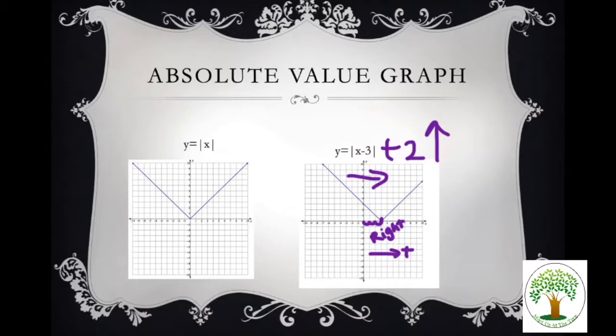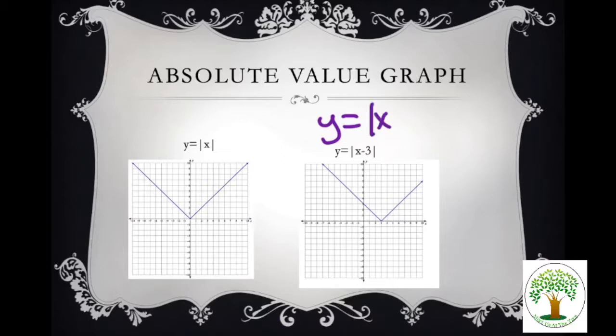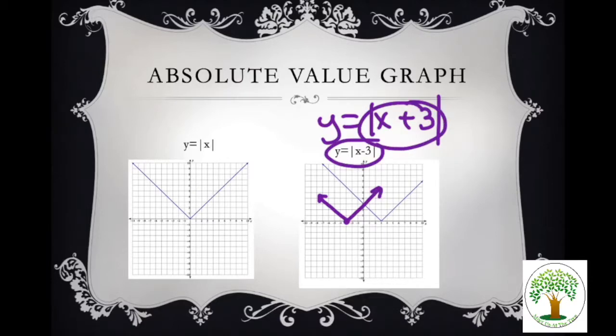Something that hopefully you would have noticed when you did this, if I would have done y equals absolute value of x plus 3, it would have moved it over this direction and then had my absolute value graph after that. So when you put things on the inside, it actually goes in the opposite direction, left or right. But on the outside, it moves it in the direction you would most logically assume.